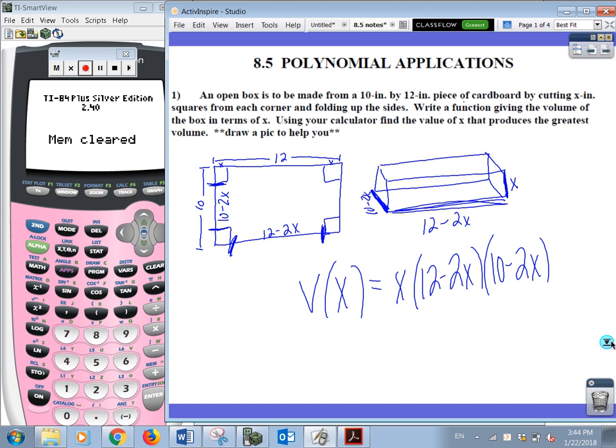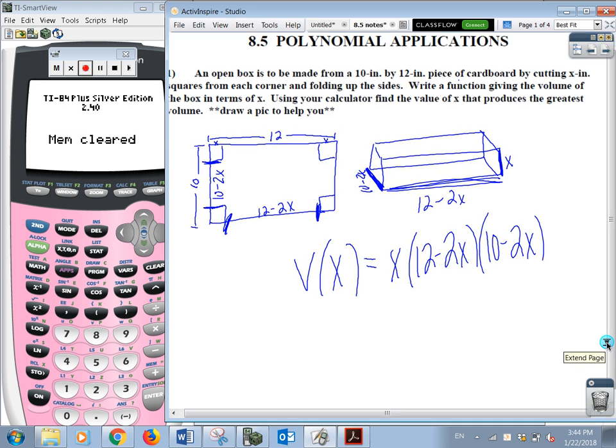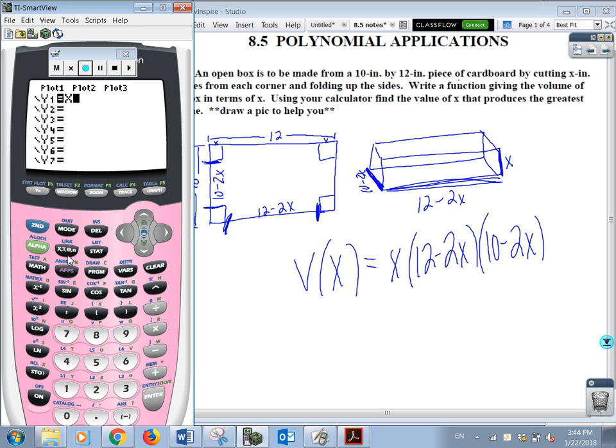The next question says use your calculator to find the value of x that produces the greatest volume. Okay, so the greatest volume. We already drew the picture of the box. If that's helpful, then do that. Now, we don't have to multiply all this out. All we have to do is put it in our calculator. And since we're not pressing sine, cosine, or tangent, the mode does not matter. So we can just go to y equals and type in x times 12 minus 2x. Close your parentheses. Now, when we graph this, our calculator's cleared, so it's at negative 10 to 10 on the x and y axes.